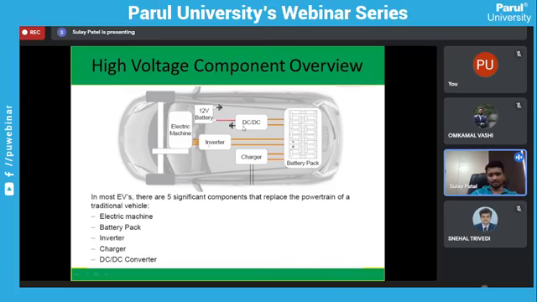This is a DC to DC converter. These battery packs are around 48 volts or 240 volts DC. But for the accessories and other purposes, we require 12 volt DC. So this particular DC to DC converter will convert the 240 volt DC to 12 volt DC. And this is a charger and this is a battery pack.